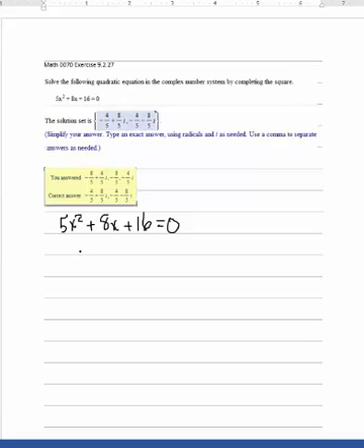This is in standard form, so we can get our A, B, and C right away here. A is 5, the coefficient of x squared. B is 8, the coefficient of x. C, the constant, is 16.